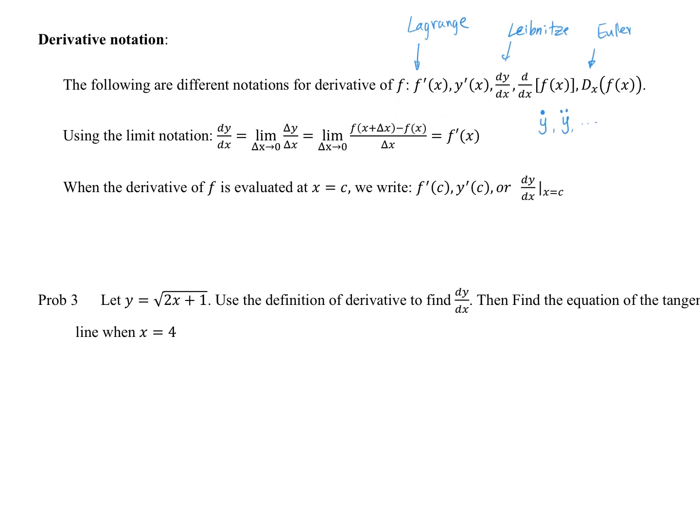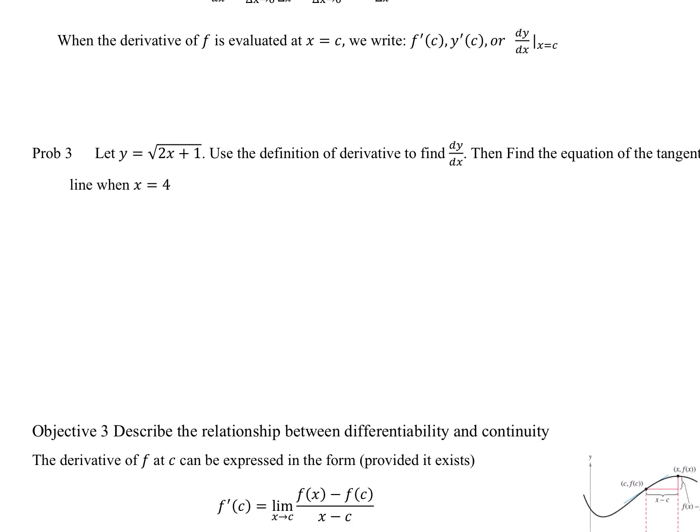All right, now let's do some exercises here. So in this problem, you are given a function y equals the square root of 2x plus 1. We're going to use the definition of derivative to find the derivative. And then we want to find the equation of the tangent line when x is equal to 4.